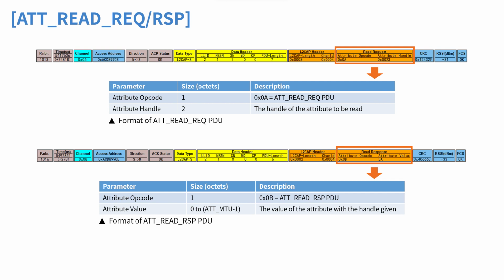The ATT read request PDU is used to request the server to read the value of an attribute and return its value in an ATT read response PDU. The server should respond with an ATT read response PDU if the handle is valid and the attribute has sufficient permissions to allow reading. The attribute value should be set to the value of the attribute identified by the attribute handle in the request. If the attribute value is longer than ATT MTU-1, then the first ATT MTU-1 octets should be included in this response.